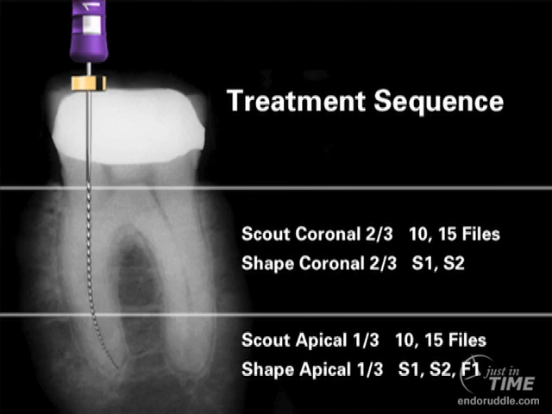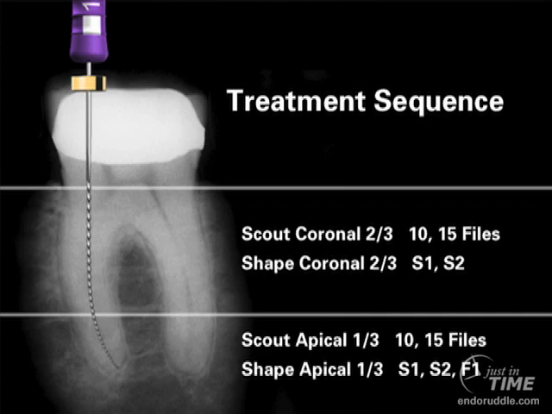In a sequential glide path, and in a sequential shaping method, we scout the coronal 2/3 of the canal first with 10 and 15 files. Once we have a secured canal in any portion of the overall length of the canal, this can be shaped. This region can be shaped readily with purple and white, S1 and S2. And once the upper 2/3 has been optimally shaped, we would then, for the first time, introduce small size, most flexible hand files into the apical 1/3. So we're going to carry a 10 and a 15 file to the full length.